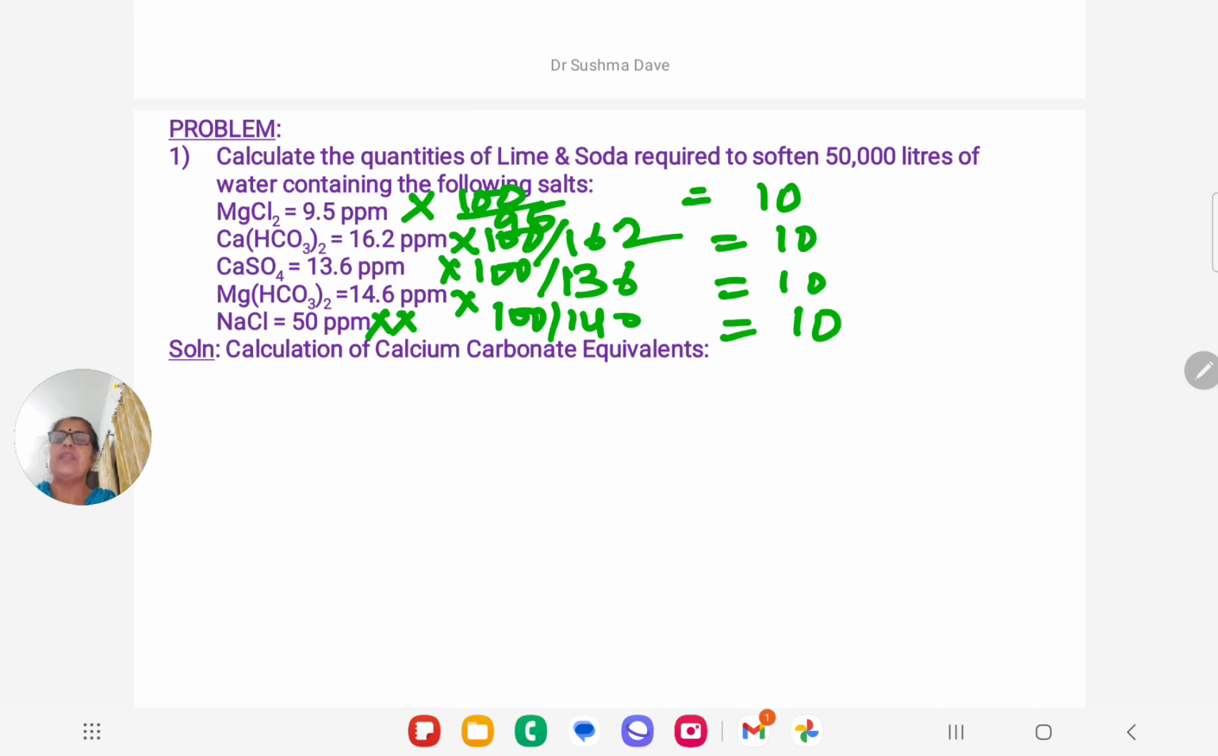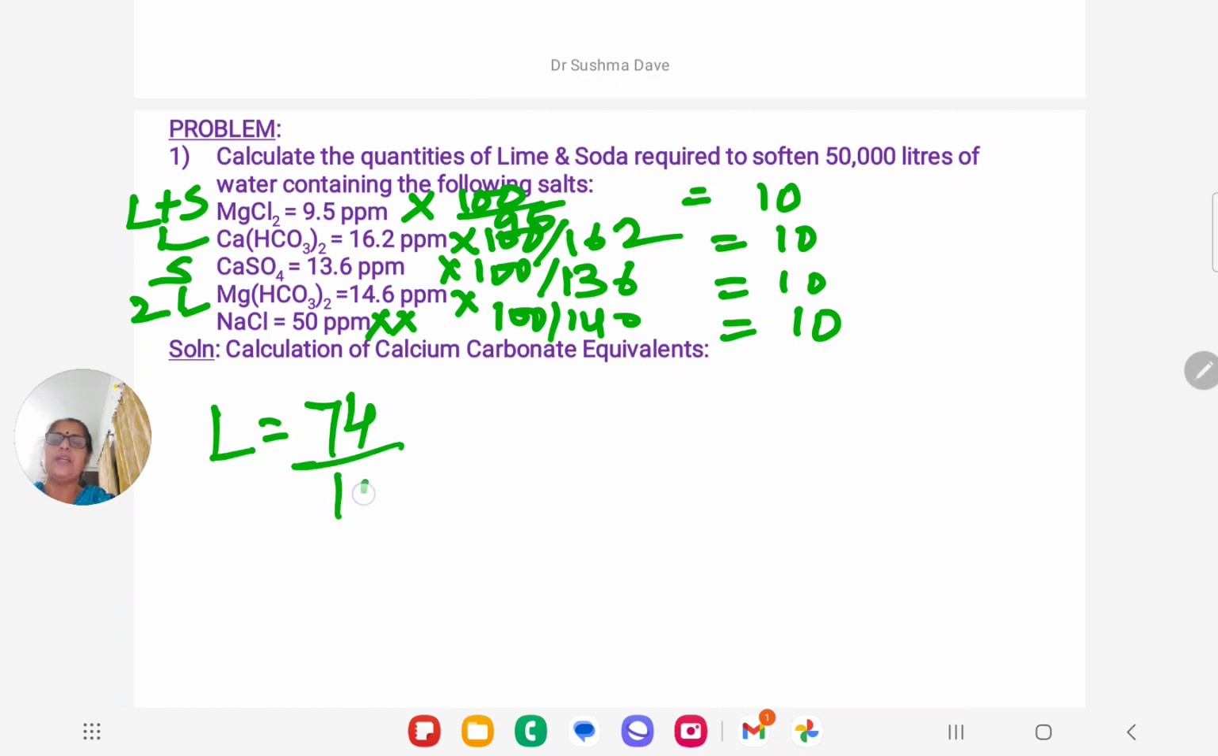Now we will see, this is permanent magnesium, so it requires L plus S. This is temporary calcium, so it requires 1L. This is permanent calcium, it requires soda. This is temporary magnesium, it requires 2L. Now this is done on the basis of the summary table or the reaction table, whichever you are comfortable with. The summary table is easy to remember.